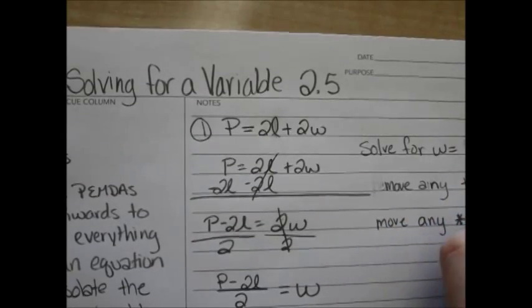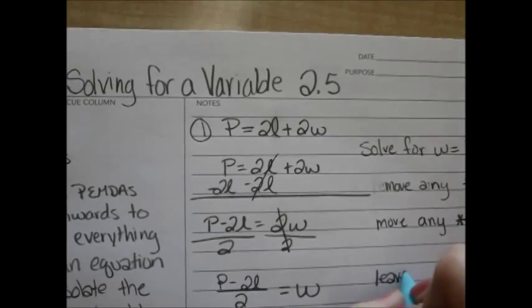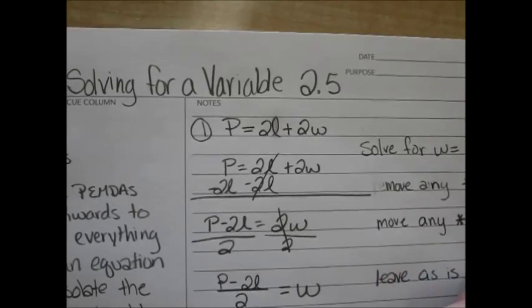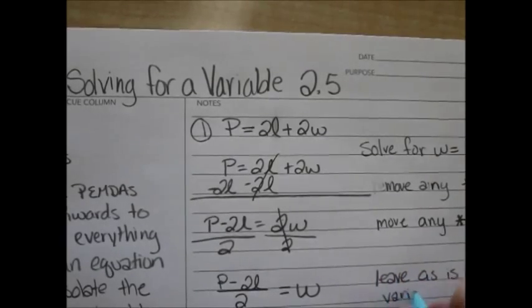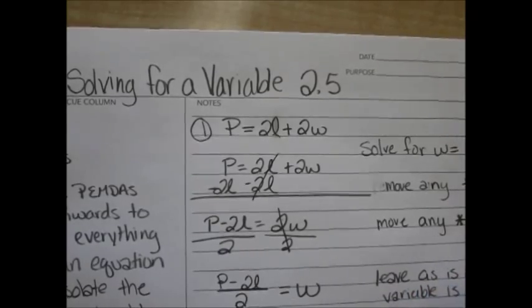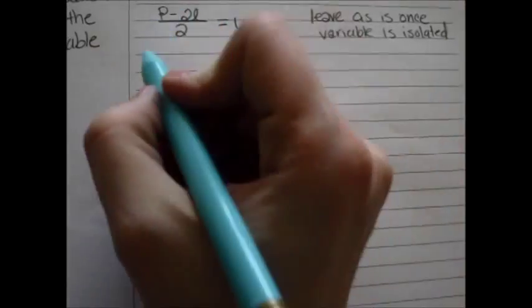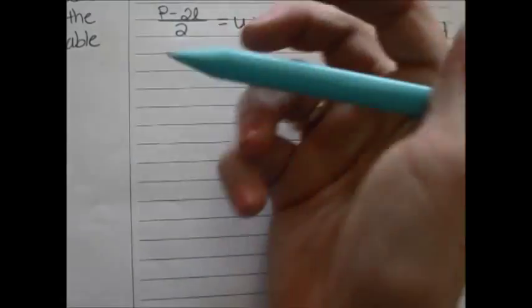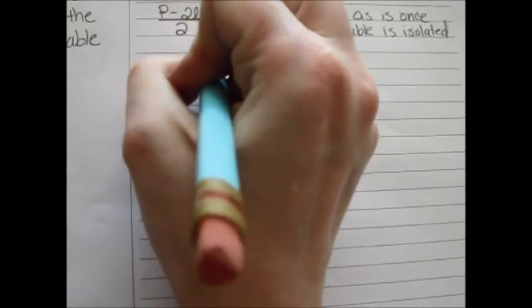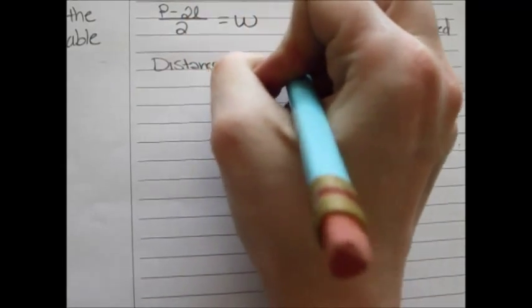Then I'm going to move any multiplication or division. And then I'm going to leave it as is once the variable is isolated. I'm not looking for a number answer here. I'm just looking for the variable. It asked me to solve for W, so I'm going to leave it as it is. W equals P minus 2L, divided by 2. And remember that everything gets divided.